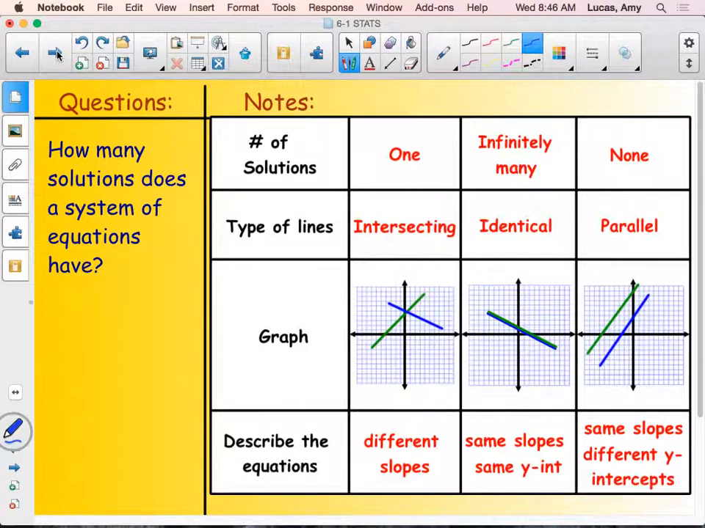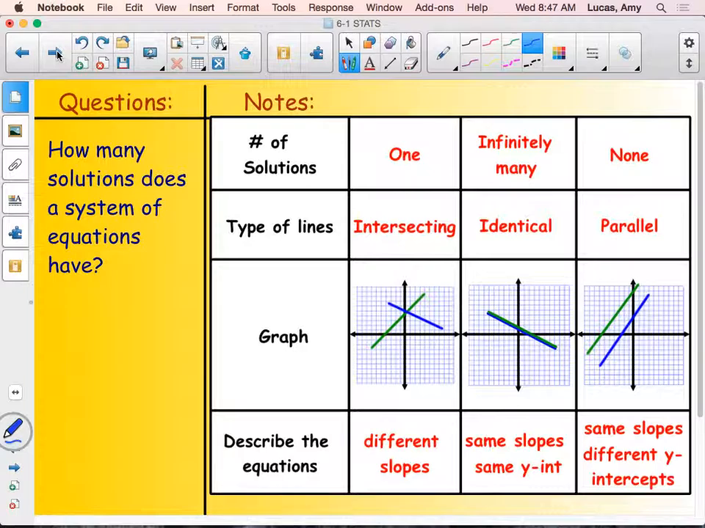Down at the bottom where it says describe the equations, what I want to point out is that whenever the lines are intersecting, that will happen if the slopes are different. So if you write your two equations in slope-intercept form and they have different slopes, they will always cross. For infinitely many, the equations are exactly the same, so that means they have the same slope and the same y-intercept. And for no solution, the parallel lines, they have the same slope, but they have to have a different intercept in order to be parallel.